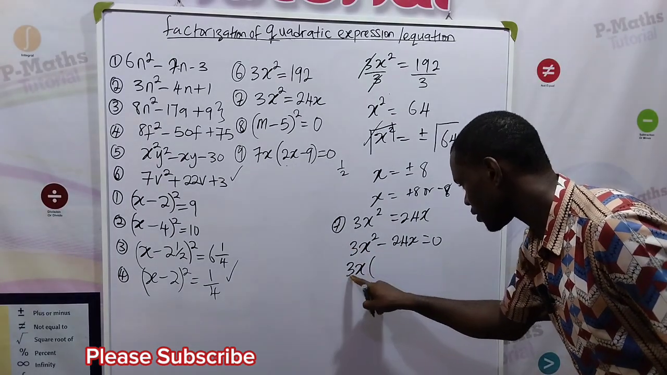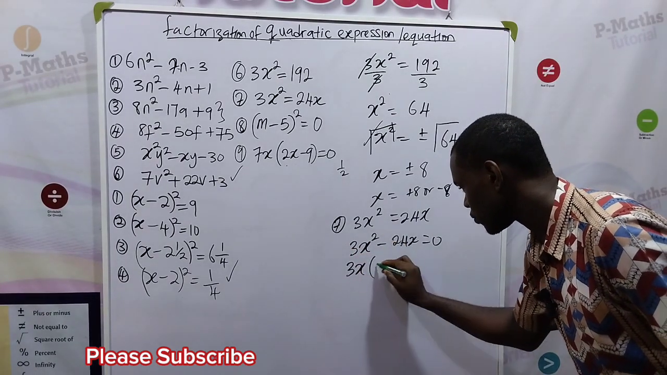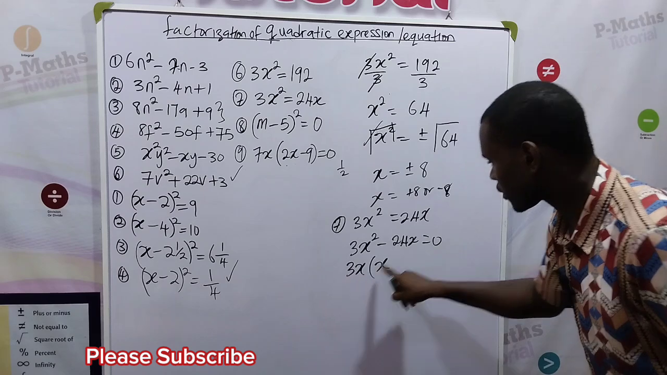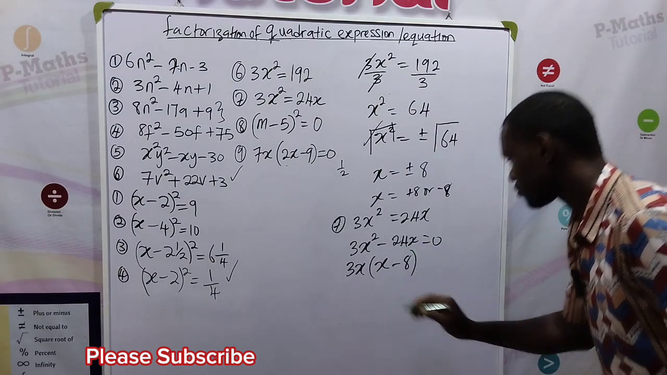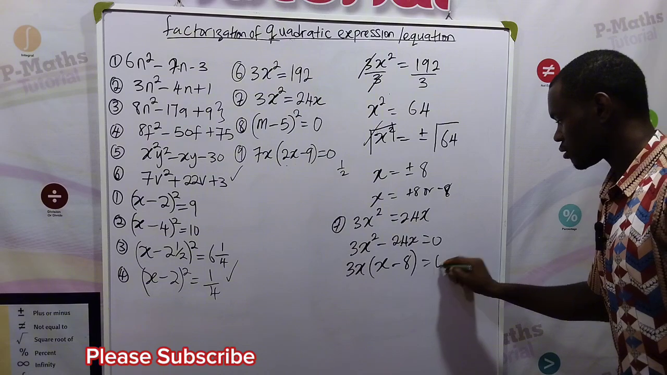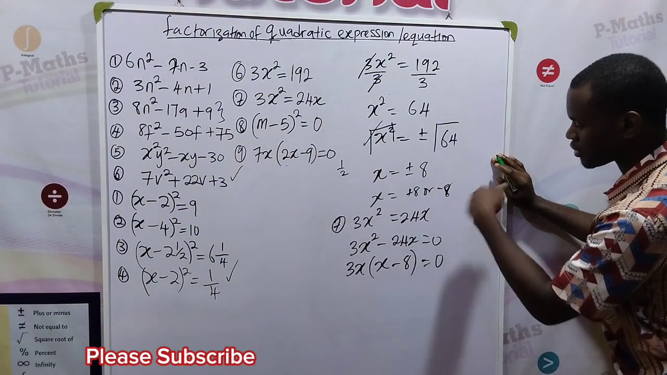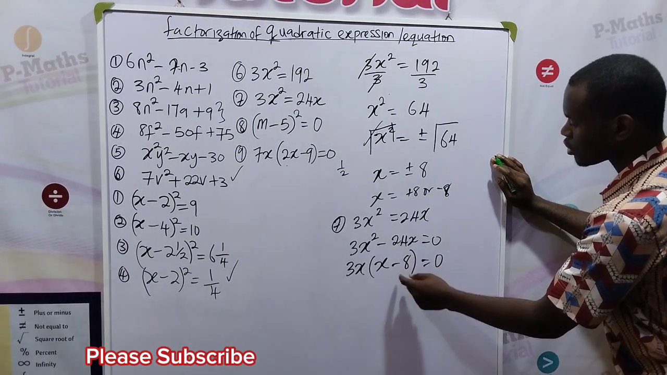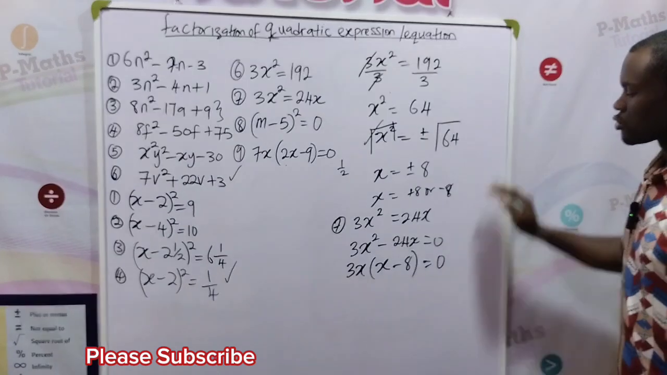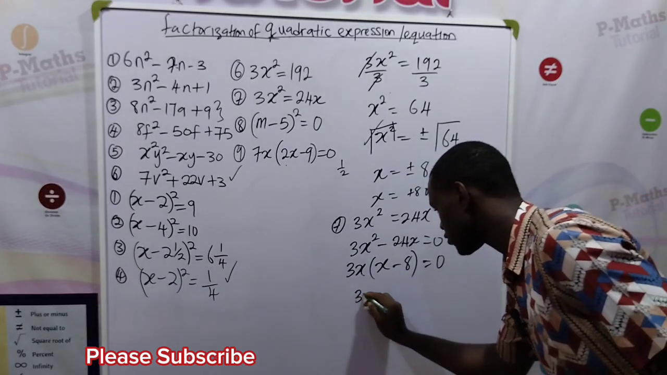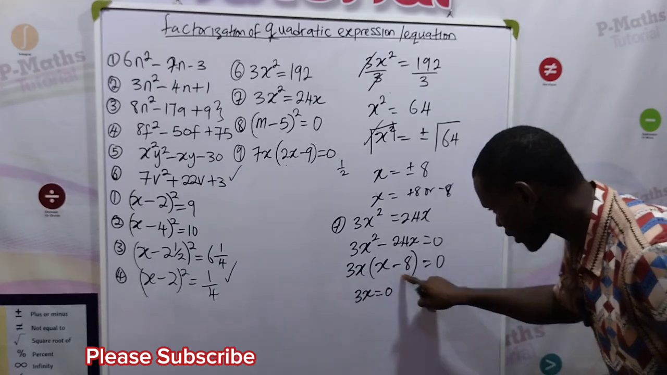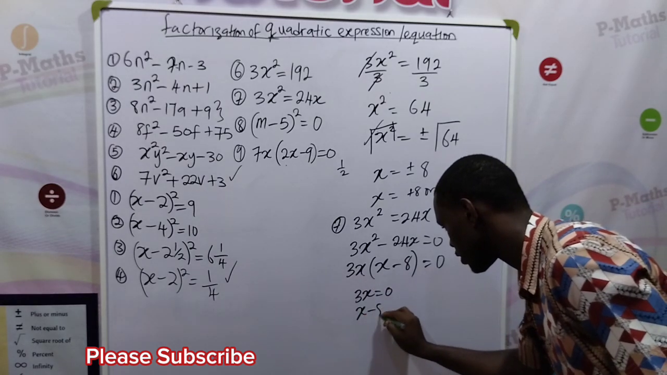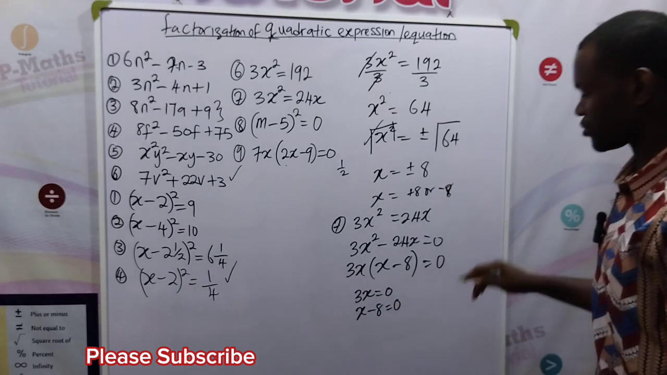So what do we have remaining? 3x divide 3x squared will give me only x. 3x divide 24x will give me only 8. All right? Because x will divide x and it is gone. 3 divided into 24 will give me 8. So at this point, you can now say that 3x is equal to 0. This one, equate it to 0. Then the bracket x minus 8 is also equal to 0.